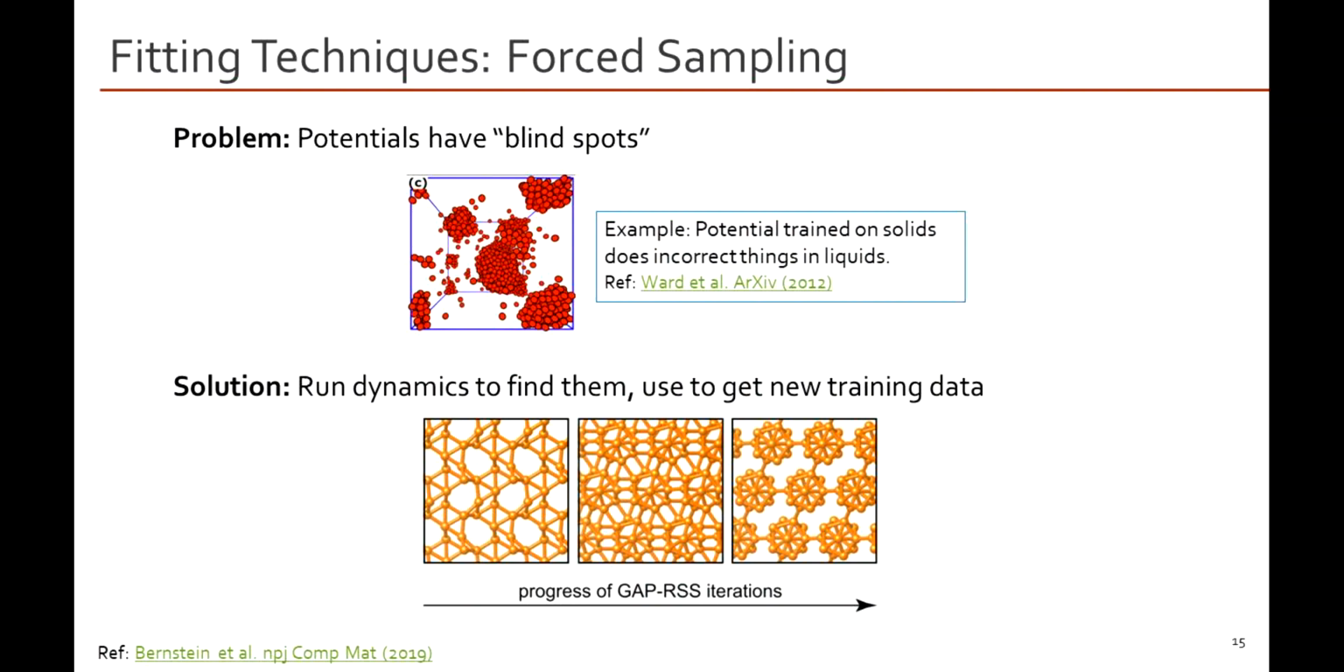So this often has a way of elucidating blind spots, just like melting my solid here illustrated how it did poorly in liquids, something that I originally didn't use in training. And they found that a process where you use your potential to go find weird local minima that it may predict to be stable, adding those to the training set and repeating, is one that has been used commonly throughout the community and is described very well in a paper from Bernstein and others of 2 years ago.